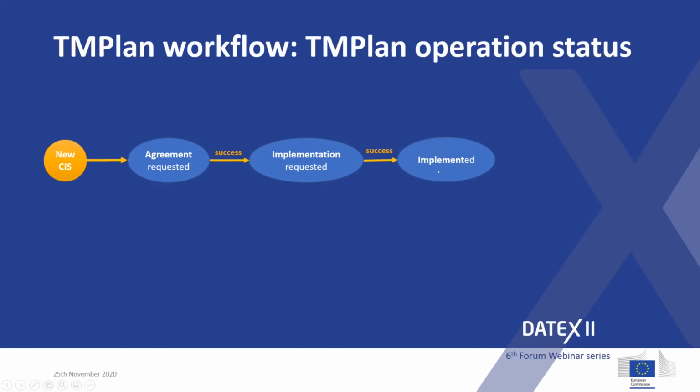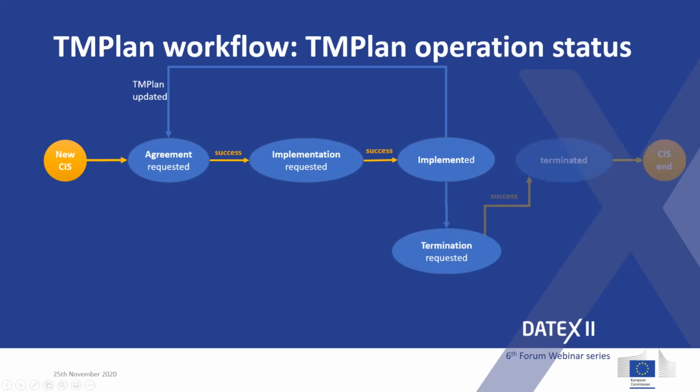After the implementation, we will have a possible update of the TM plan with a new agreement requested and new processing of the agreement workflow. Or we can have a termination requested, which leads to the terminated status on success. But this success is the SIS feedback response. We can also have the fail. If the agreement requested fails, I have an option to manage: it could be agreement rejected, or update the TM plan and ask for a new agreement.